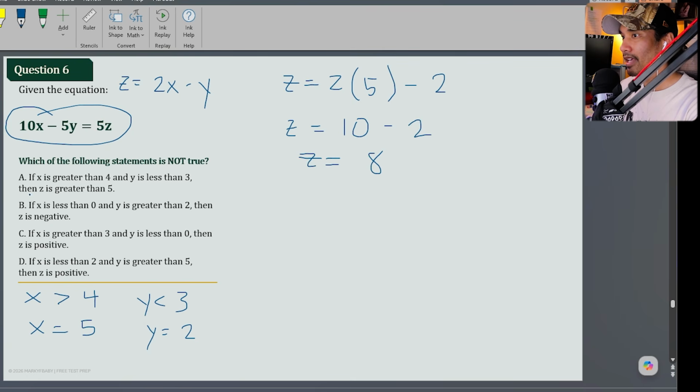And it says here, if all this, then z is greater than 5. Well, that is actually true. 8 is greater than 5. But what is the question asking? The question is asking what is not true. So make sure you have your attention to detail glasses on.